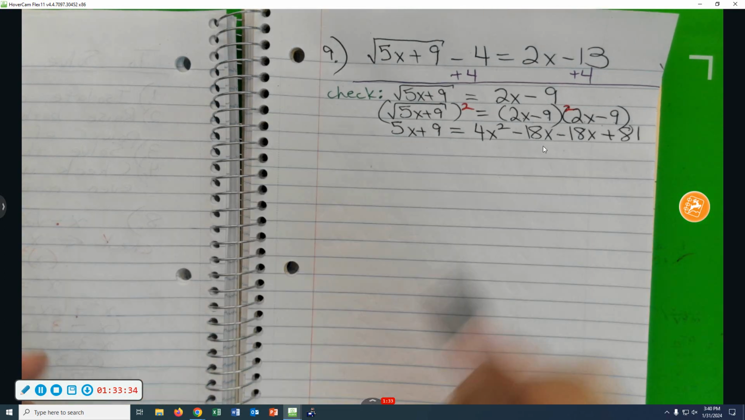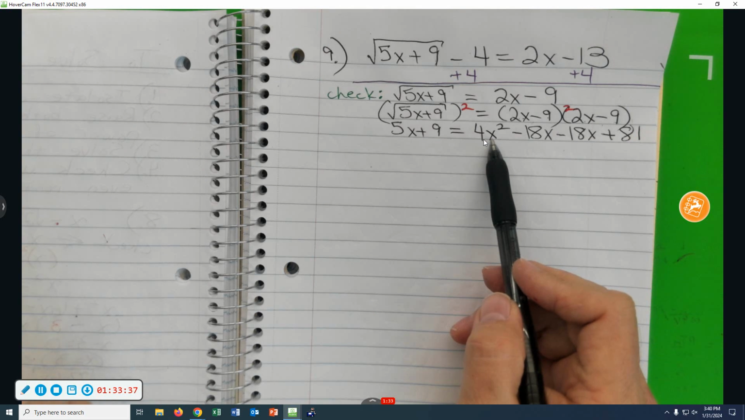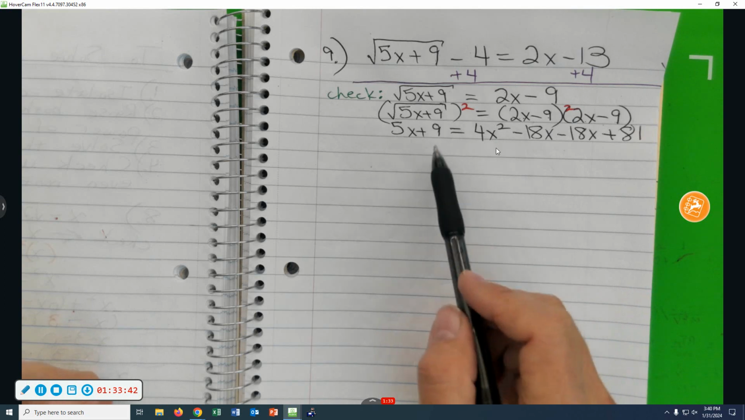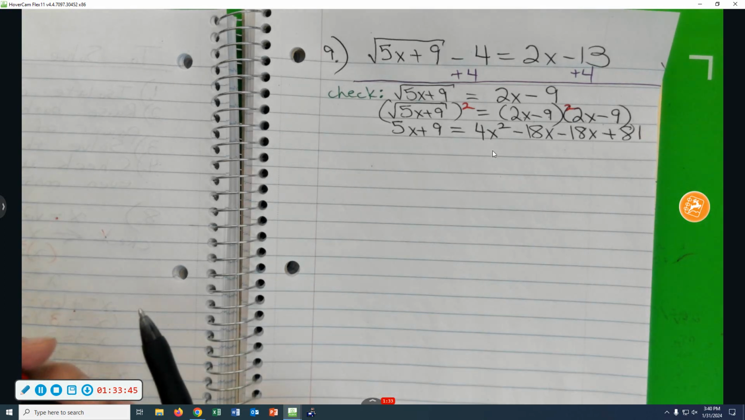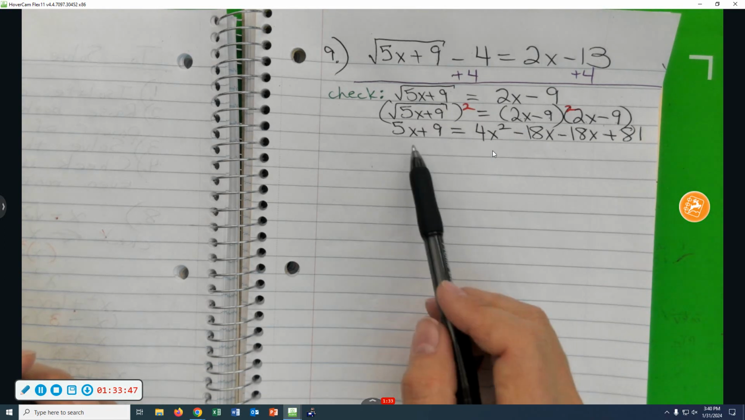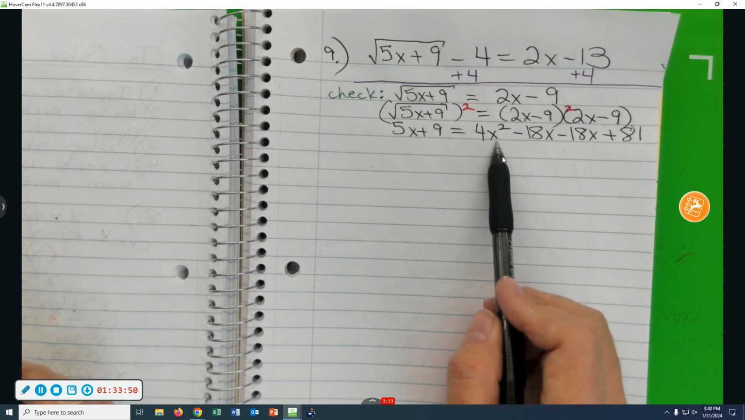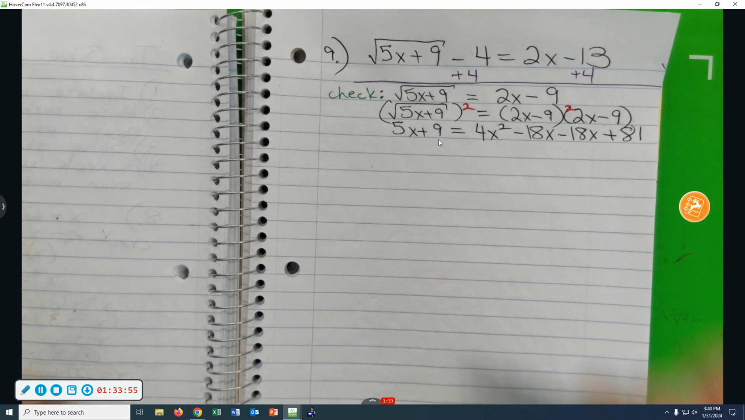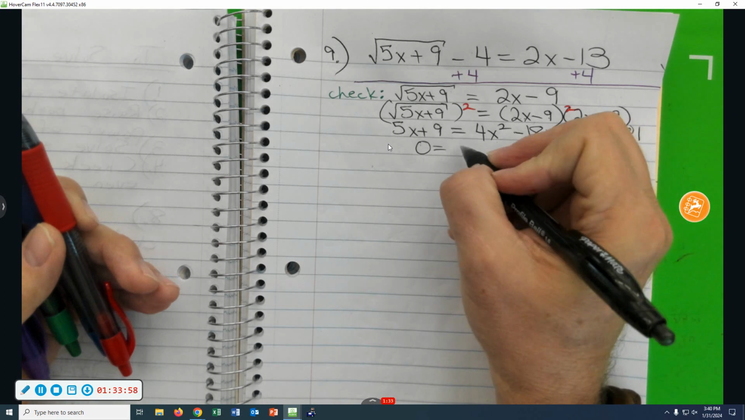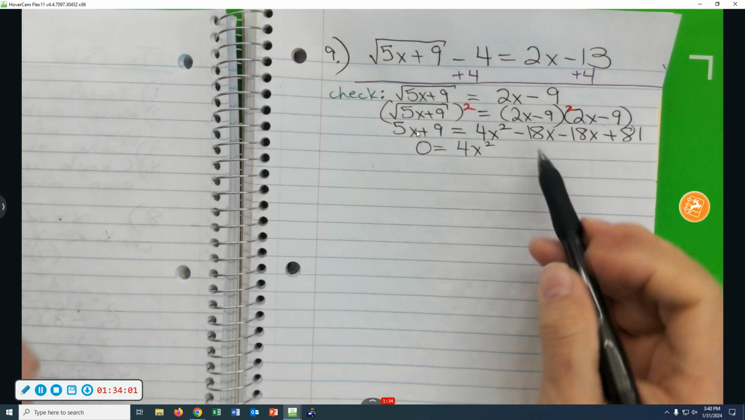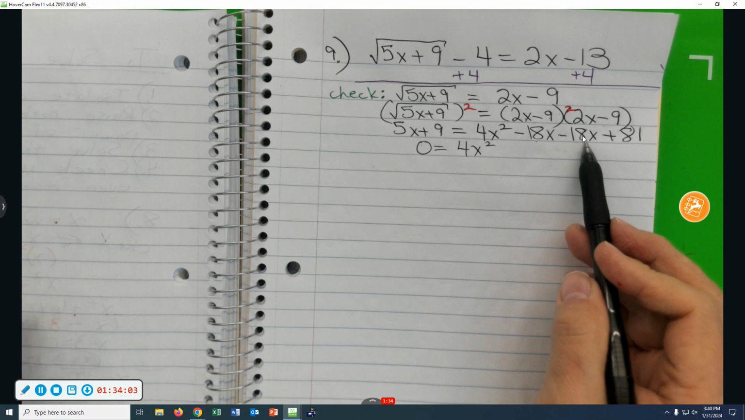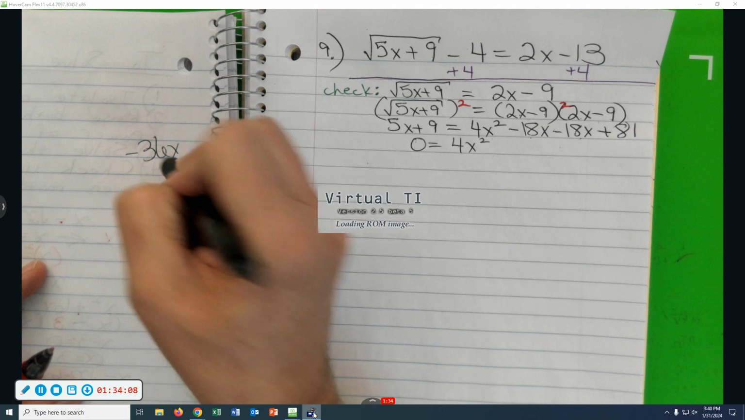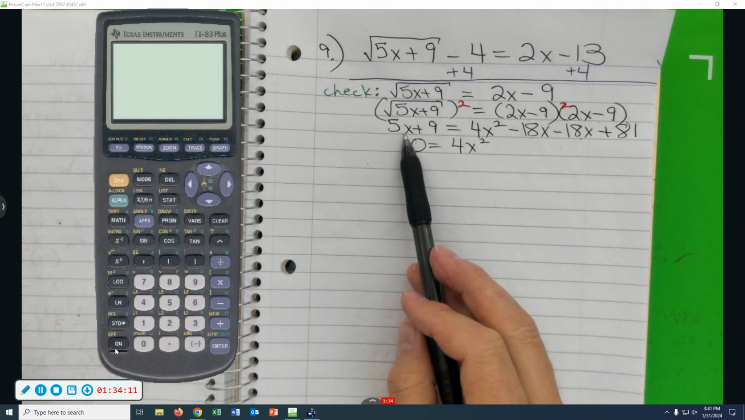So it's quadratic. We have that x squared term, so we need to get it set equal to 0. Where do you think I'm going to get the 0? On the left side or the right side? I'm going to get the 0 on the left side. I want to leave that 4x squared where it is because I don't want to move it over and make it a negative 4. So 0 equals, we have 4x squared, negative 18x minus 18x, that's a negative 36x. What am I going to have to do with that 5x?